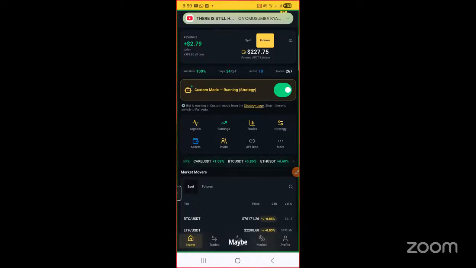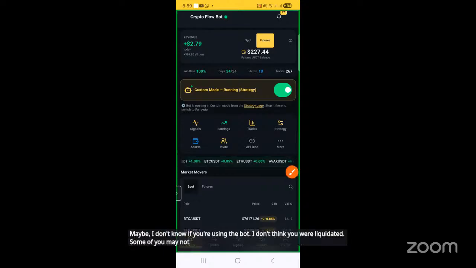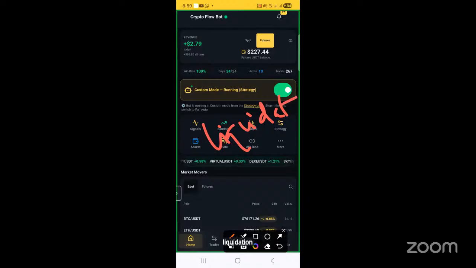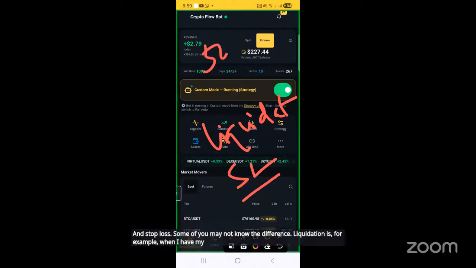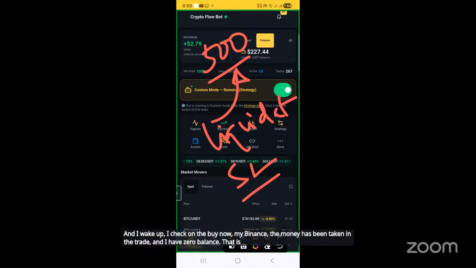Maybe, I don't know if you're using the bot, maybe I don't think you were liquidated. Some of you may not know the difference between a liquidation and a stop loss. Liquidation is, for example, when I have my $500 capital and I wake up, I check on Binance, the money has been taken in the trade and I have zero balance. That is what you call a liquidation.